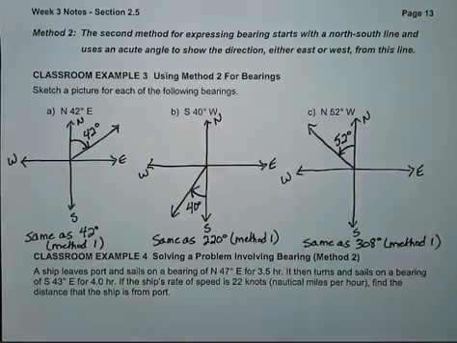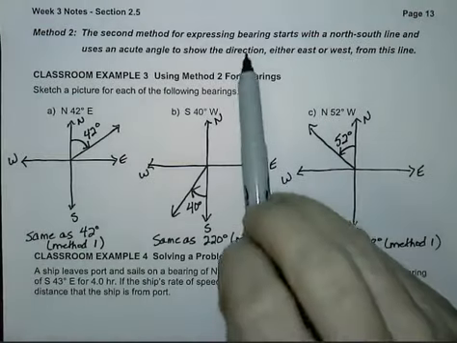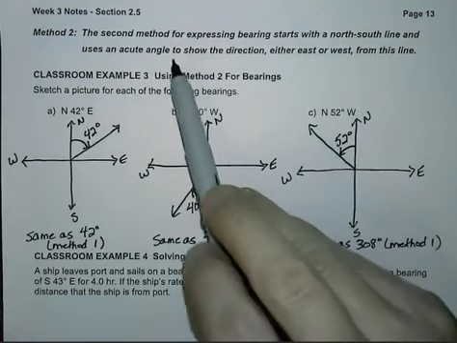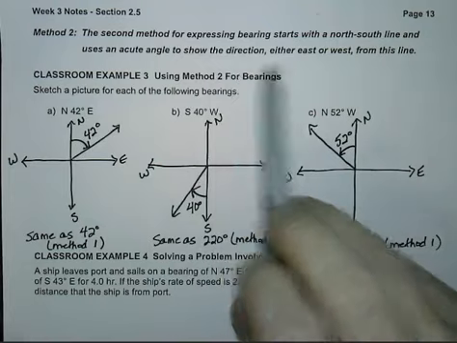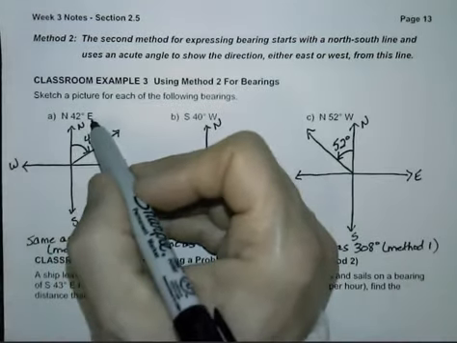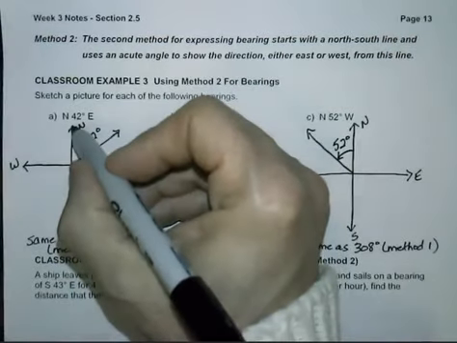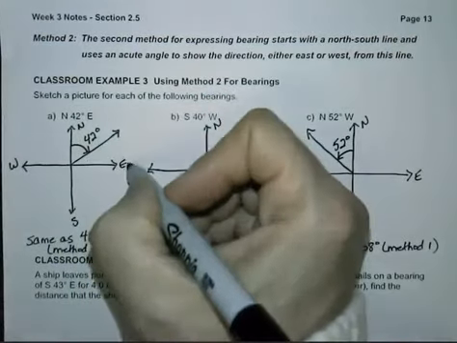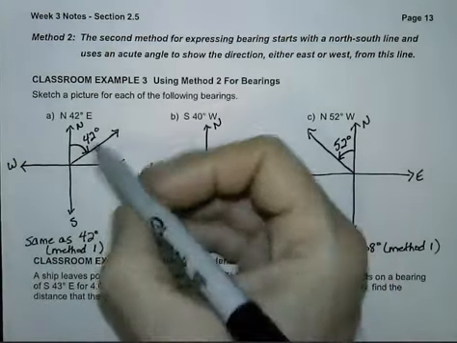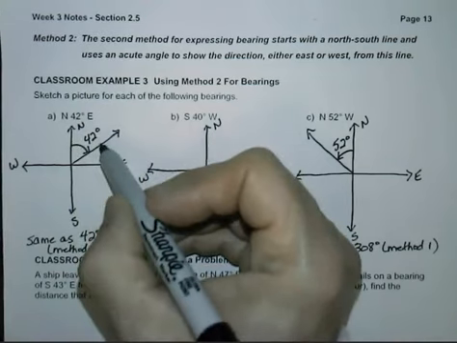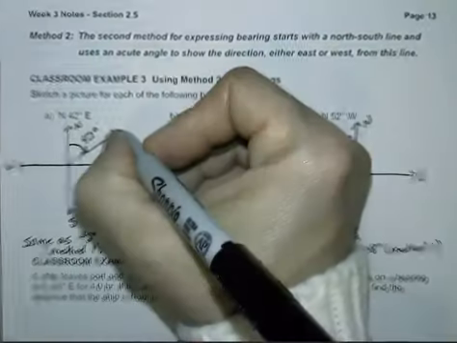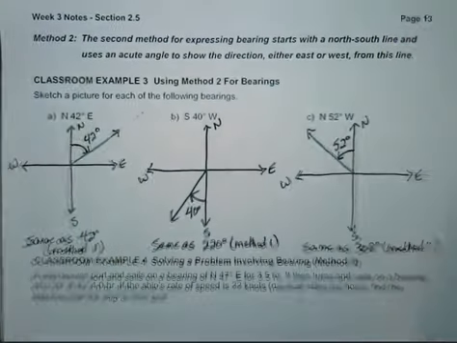Now we'll look at the other method for bearings. For this method, we start with either a north or south direction, and then we have an acute angle to show the direction either east or west from that line. If we have north 42 degrees east, that means we're starting at due north and we're going 42 degrees to the east. And that's why I labeled each of these with north, east, south, and west. So this would start north and it would go 42 degrees towards the east. So this would be our bearing right here, and that means we're going off in this direction.